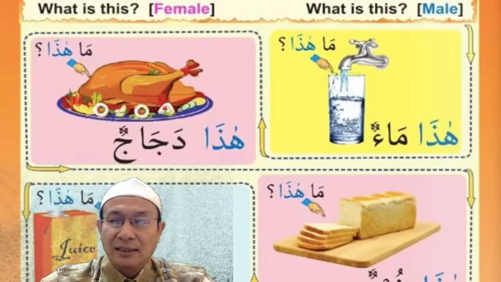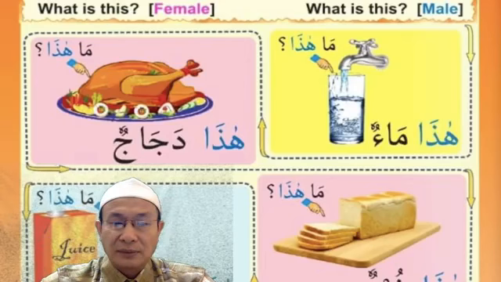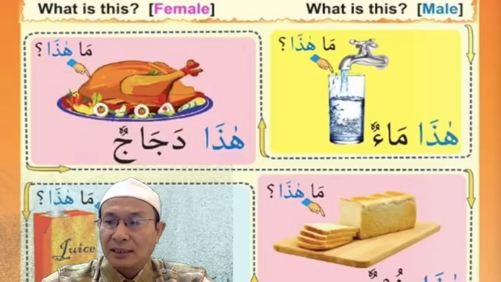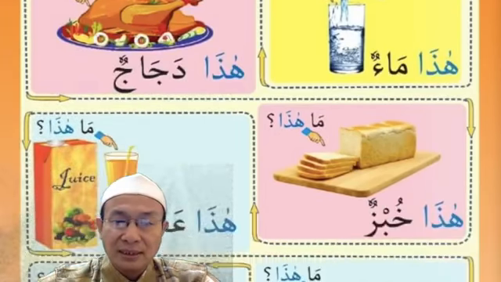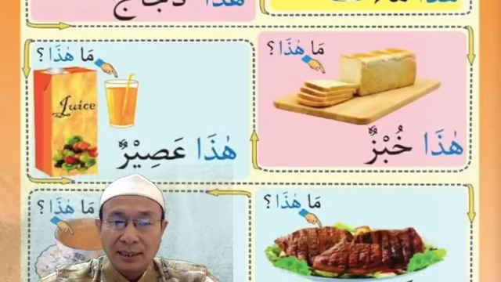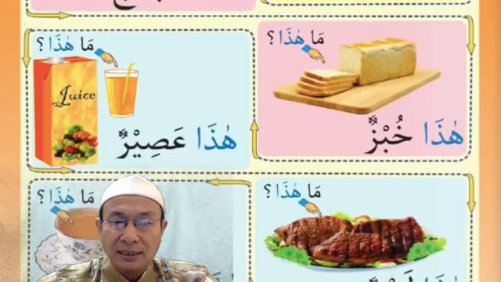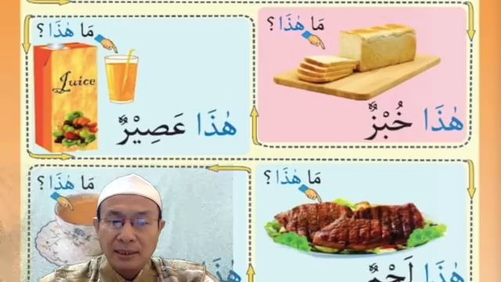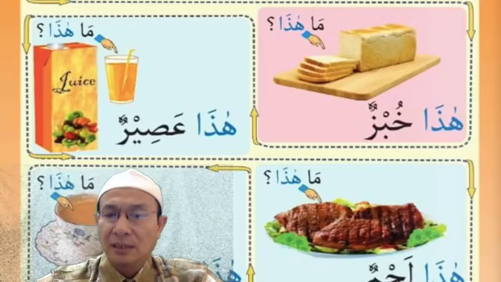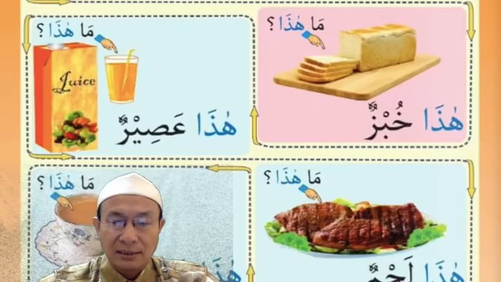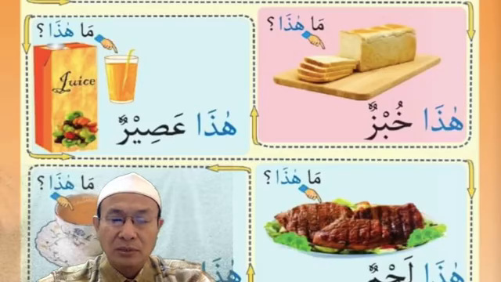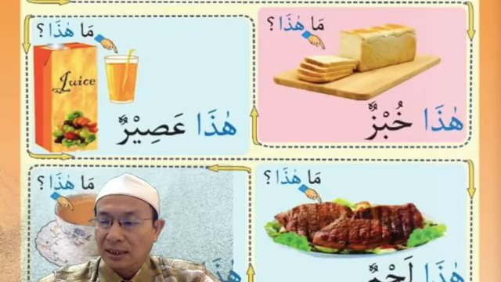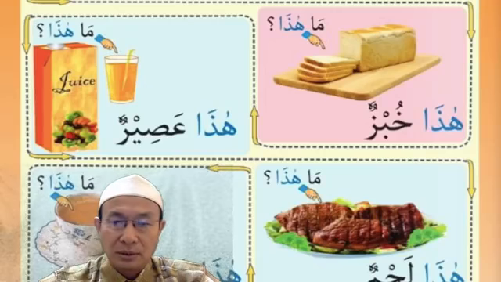هذا دجاج. هذا دجاج. This is chicken. Alright, and next one on the right side. ما هذا. What is this? هذا خبز. هذا خبز. This is bread.